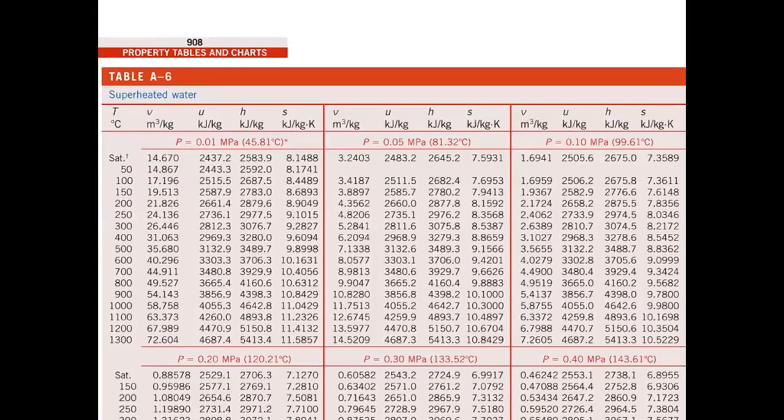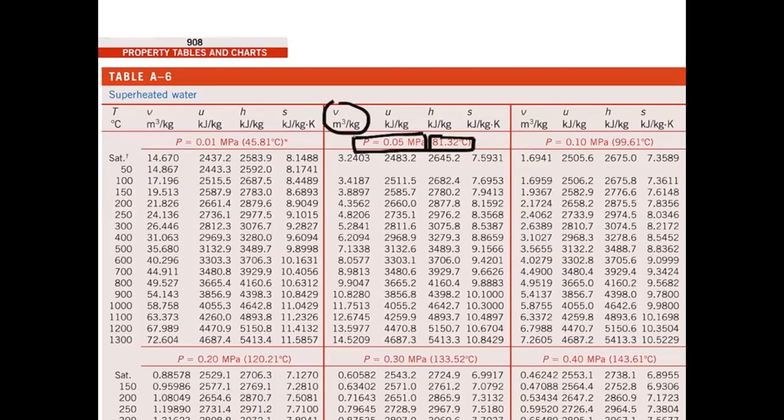Table A6 gives superheated water data, the specific volume, for instance, and internal energy, enthalpy, and entropy. You first start looking for pressure here. This is the pressure, and this in parentheses is going to be the saturation temperature. So for instance, at 0.05 megapascals, its saturation temperature is 81.32.